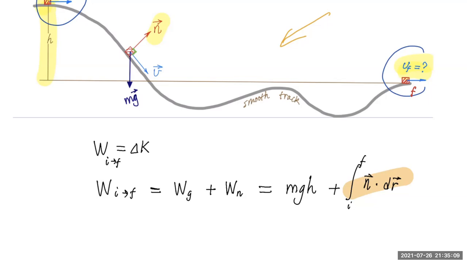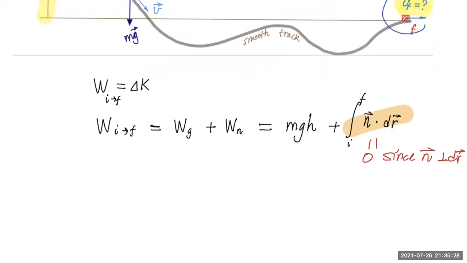Okay, so let me make sure I highlight this. This is 0 since N is perpendicular to dr. Okay, so there's no work done by the normal force. And then the only work done is by gravity. And how much is the work equal to? The work equals delta K, which is 1/2 m v final squared minus 1/2 m v initial squared.